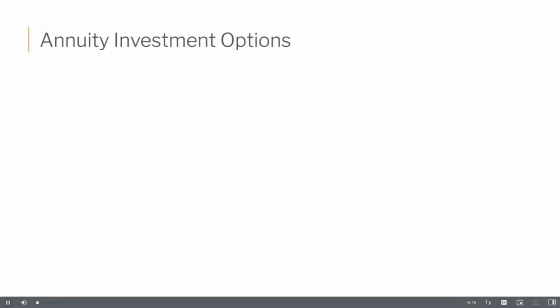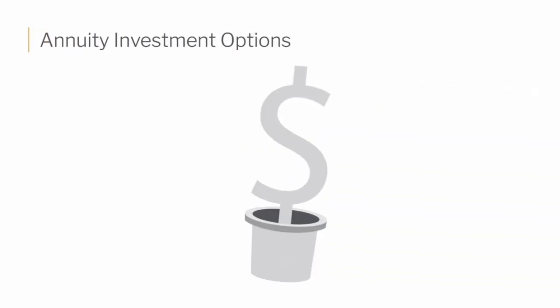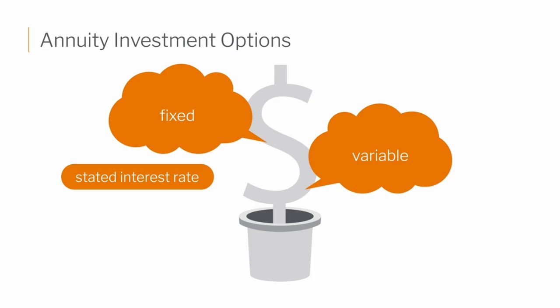Let's talk about annuity investment options. The two major types of investment choices on annuities are either a fixed annuity or a variable annuity. The fixed annuity grows the money that you put into the annuity using a guaranteed fixed percentage of interest that the insurance company is going to pay you.